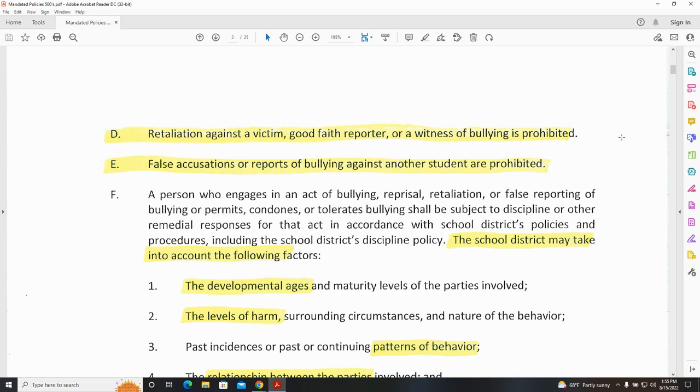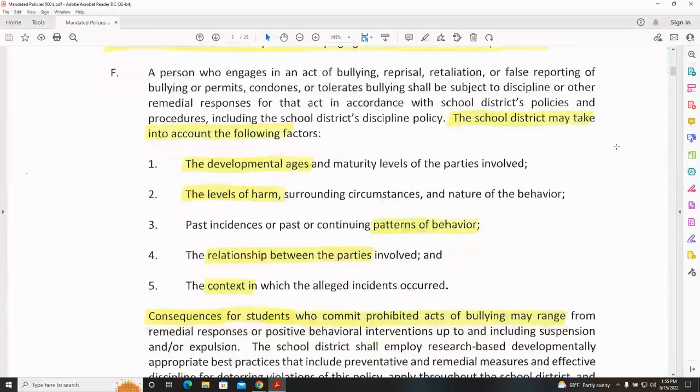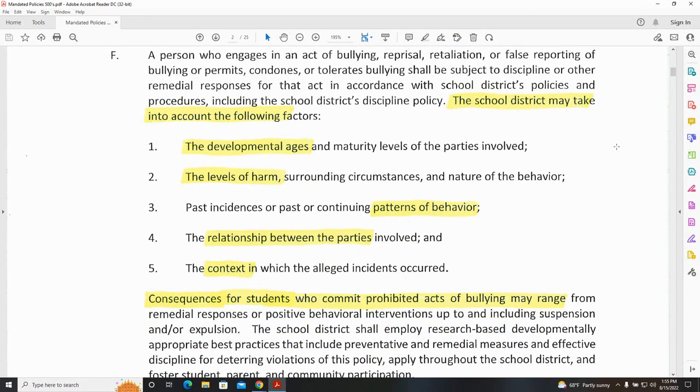The school district may take into account many factors. Those include the developmental ages. So we may look at a senior, a 12th grader, very different than we look at a first grader. The levels of harm. Is it verbal? Did anything rise to the level of being physical? Incidents of past behavior. So oftentimes we start the process by a counselor intervening. But if that does not solve the problem, and if the pattern of behavior persists, we may end up then following up with a more severe consequence.